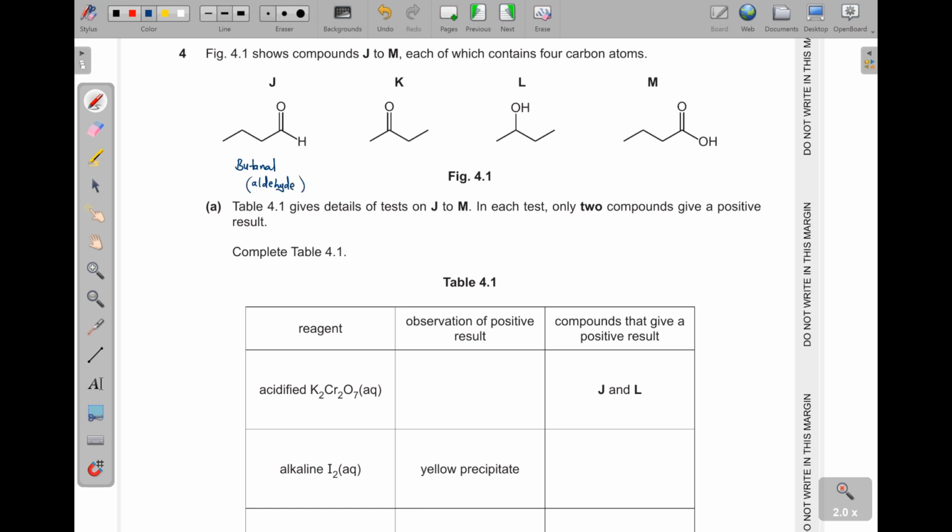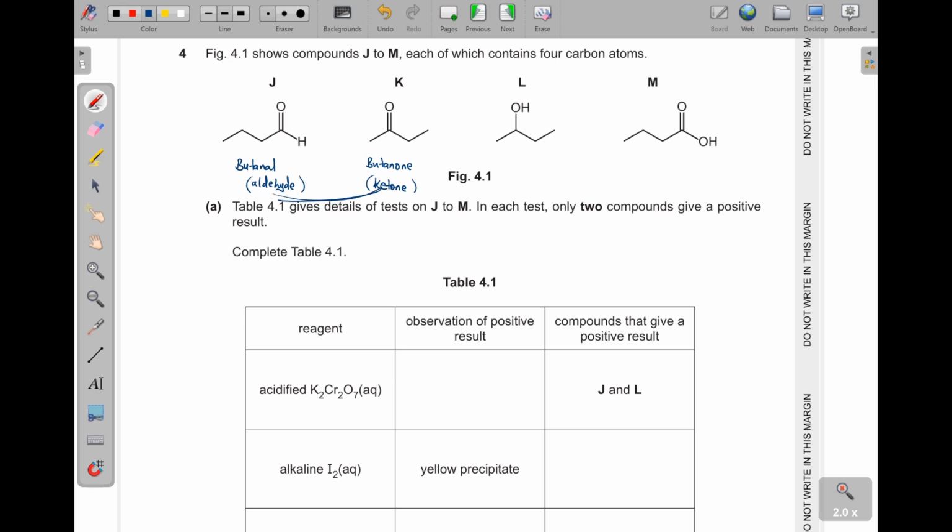Then here, this is 1, 2, 3, 4, butanone. This is butanone. You don't have butan-2-one, because even if you put it here, this will be now 1, then that will be 2. So it's still the same. So I will have butanone, which is a ketone.